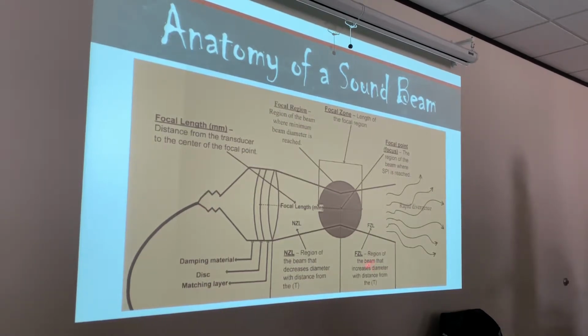It's going to be bigger than the PZT element itself. We have our far zone length, also known as our Fraunhofer zone. That's the region of the beam that increases in diameter with distance from the focus. We don't have it here, but we have our near zone, which would be from the transducer element to the focus. Just another image you can look at, for illustration purposes.